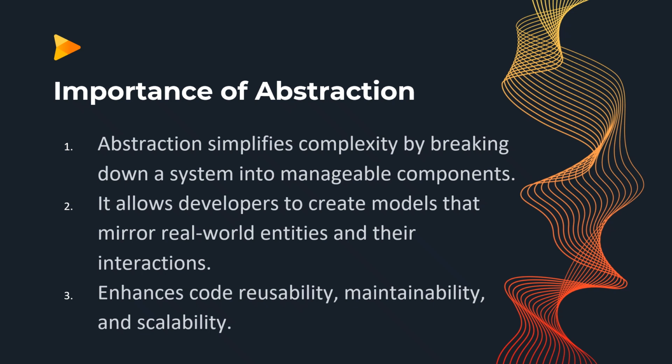Now we are going to see the importance of abstraction. So why do we use abstraction? Abstraction simplifies complexity by breaking down the system into manageable components. It allows developers to create models that mirror real-world entities and their interaction. It enhances code reusability, maintainability and scalability.